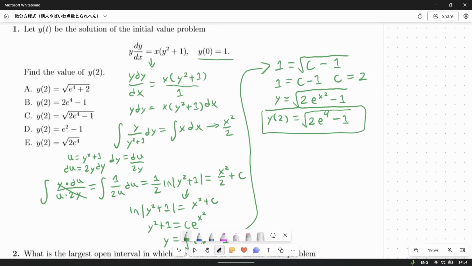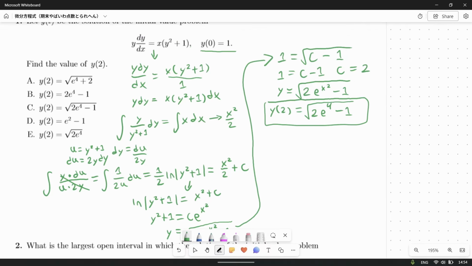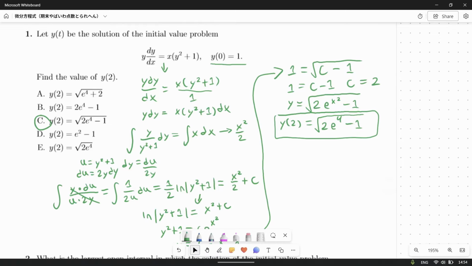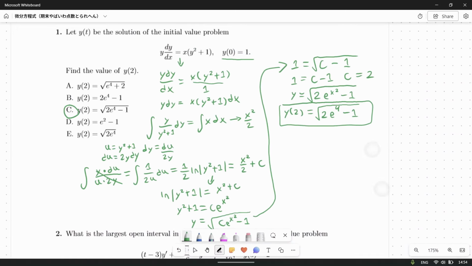And so matching that up with the answer choices here, you should end up with C. Oh, oops, we should end up with C. And hopefully, if I didn't do anything wrong, yeah, okay. So the answer to this question is going to be C.